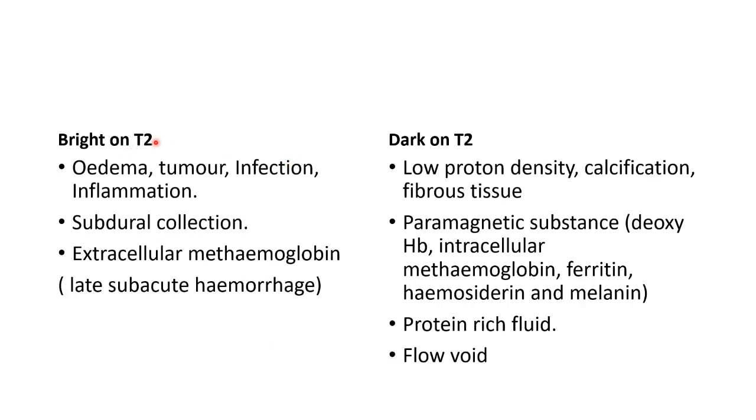Structures which appear bright on T2 are edema, tumor, infection, inflammation, subdural hemorrhage, and extracellular methemoglobin in late subacute hemorrhage. Then dark on T2: low proton density, calcification, and fibrous tissue like sclerosis. The bone cortex will appear dark on both T1 and T2. Likewise, fat will appear bright on both T1 and T2. Paramagnetic substances: deoxyhemoglobin, intracellular methemoglobin, ferritin, hemosiderin, and melanin, protein-rich fluid, and flow.